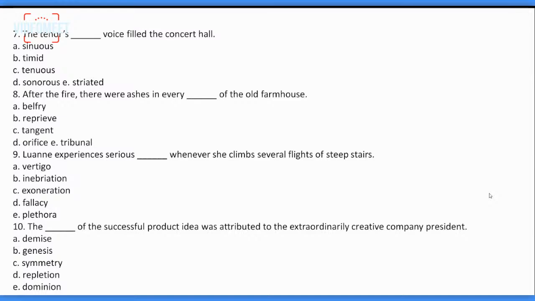So the first, yes, the first option suits the best here in this blank. So the correct answer would be A, vertigo.